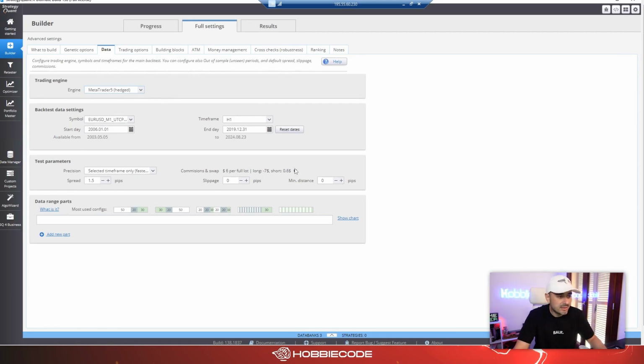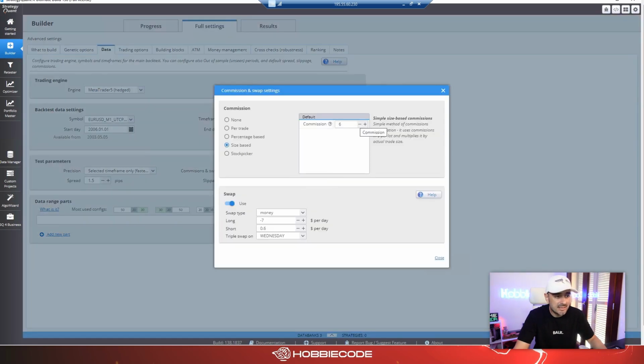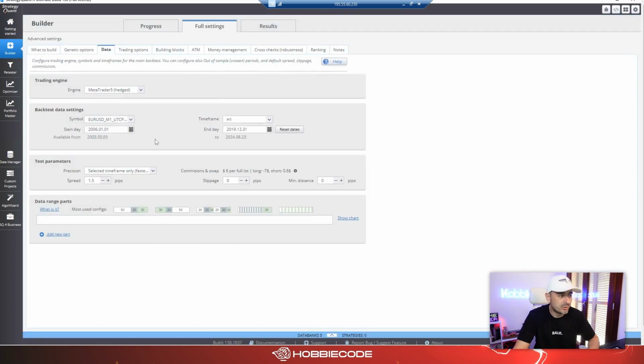We leave it here in factor, where we set the commissions, say $6, and the swap for the euro dollar, which is already pre-configured in the data. We also consider the triple swap, which happens every Wednesday with the broker where I will operate, as well as the spread, slippage, and minimum distance. We will manipulate all this in the robustness tests we will do later.